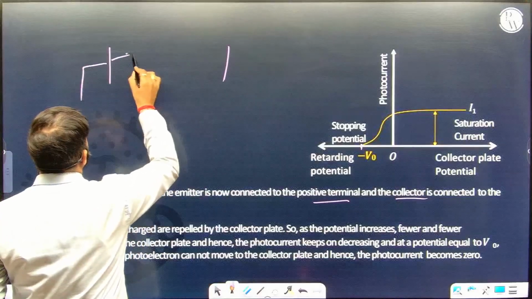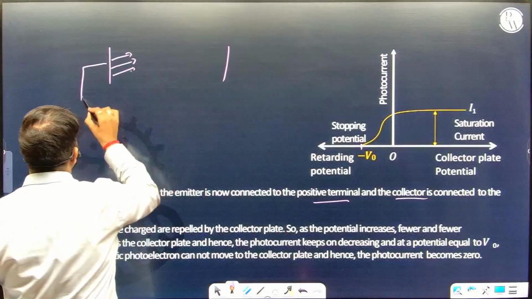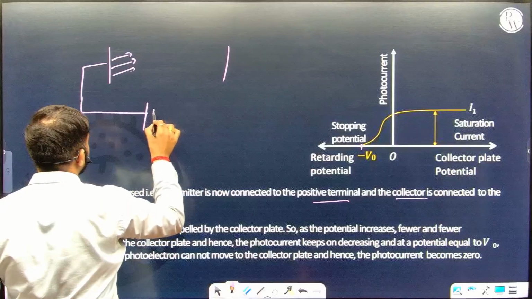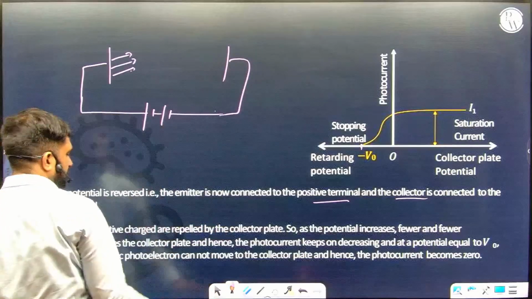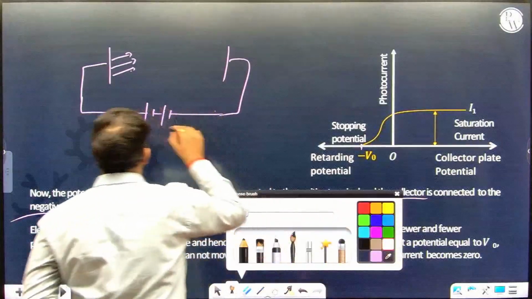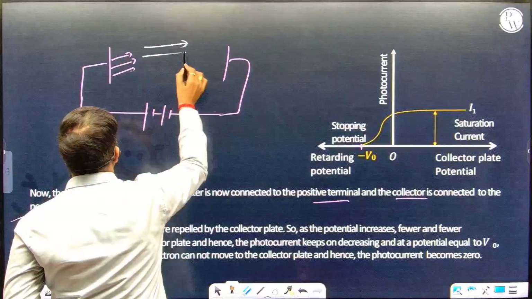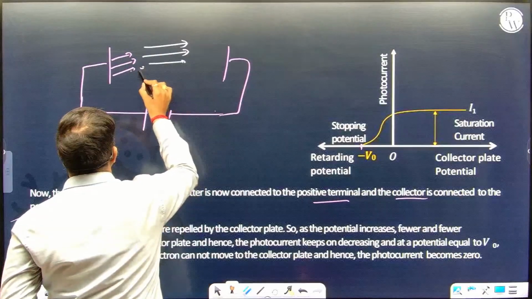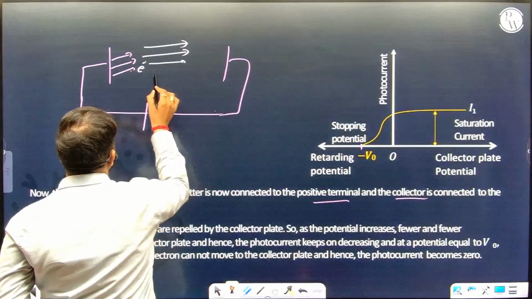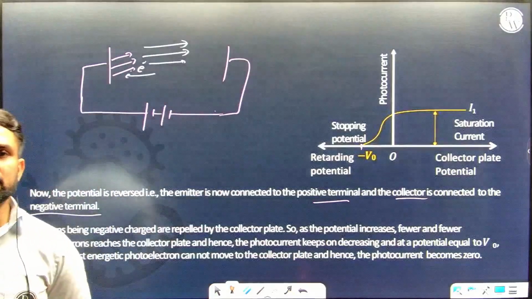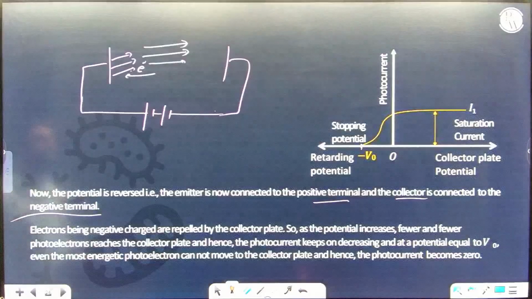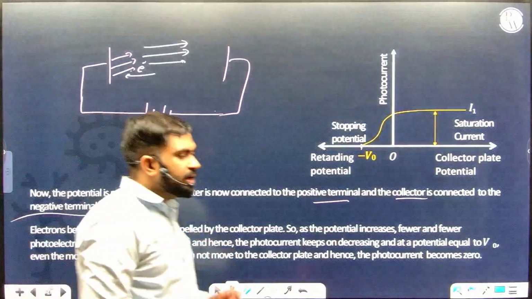This was the target metal and now they have reversed the polarity of the battery. So this time the electric field in this region due to the battery will be in this direction, while the emitted electrons will be here. So they will be retarded due to this field, because electrons being negatively charged decelerate along the electric field. What do we see here?